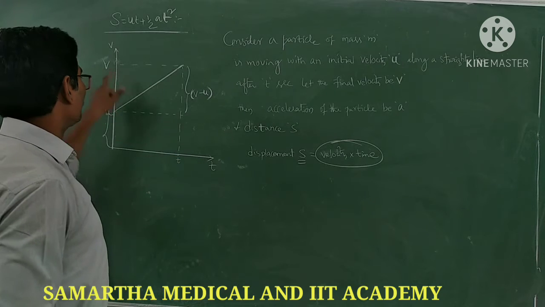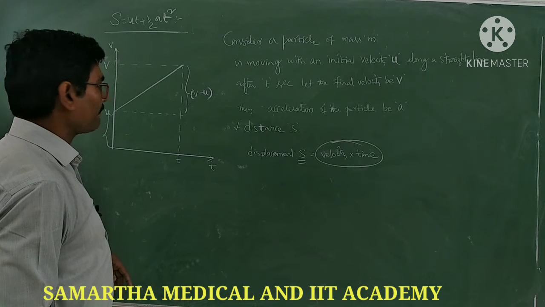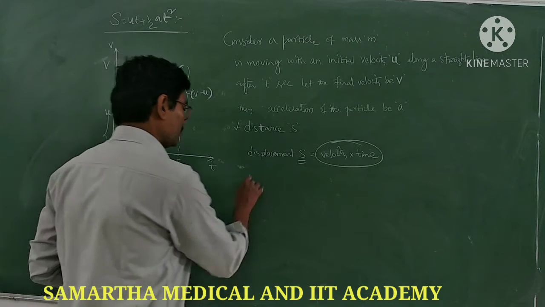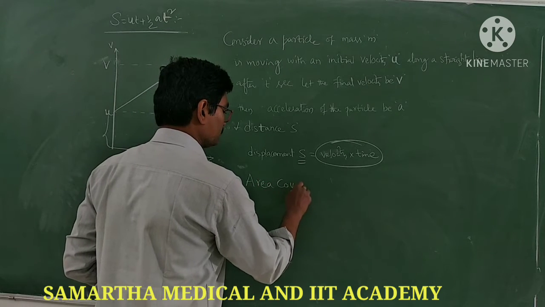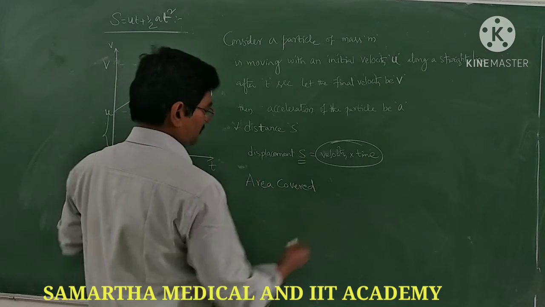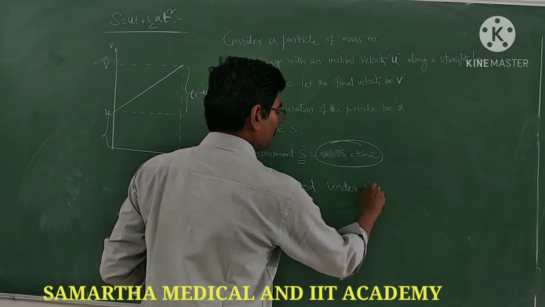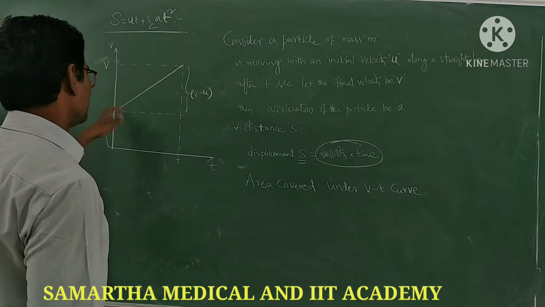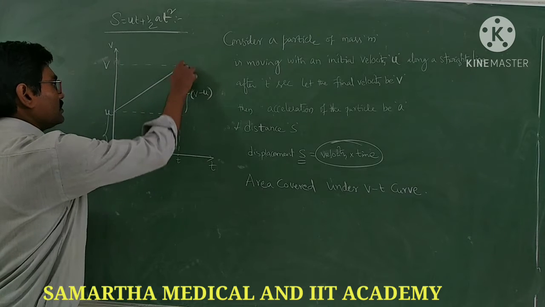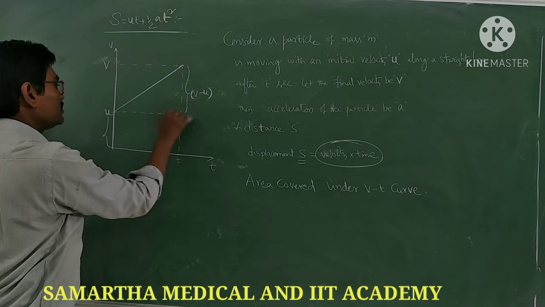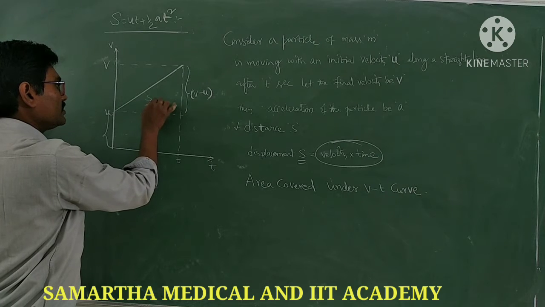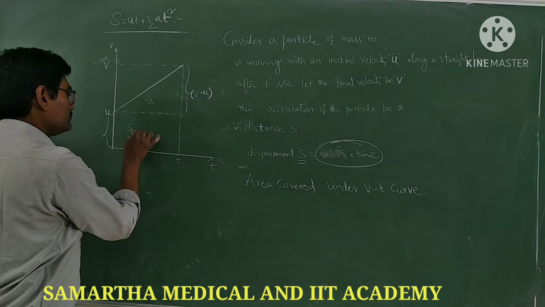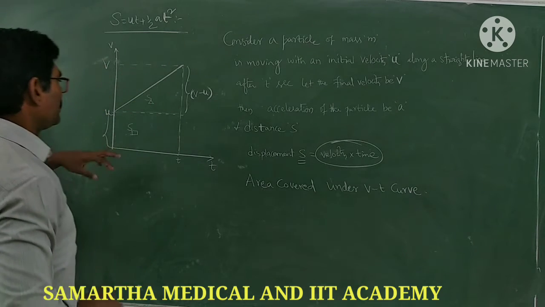So the product of y and x coordinates is what? The area covered under the curve. So I want to calculate the area covered under the Vt curve, which gives you the displacement of the body. See here, under this curve, this is the full area. Till here you can take it as a triangle, so the displacement covered for the triangle, and under this it is like a rectangle. So the total area to calculate.